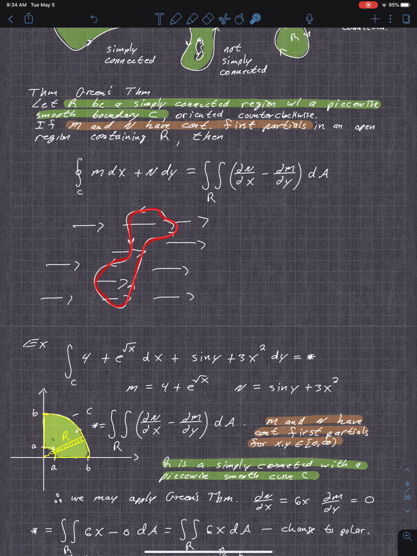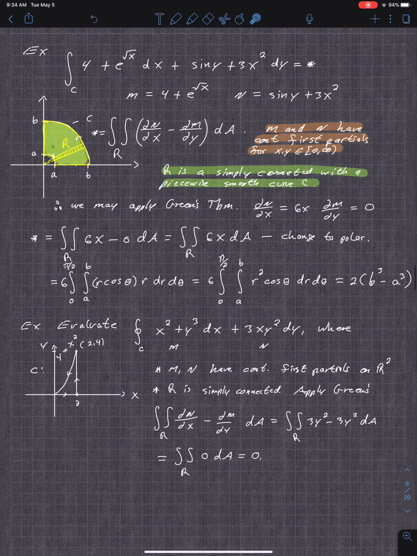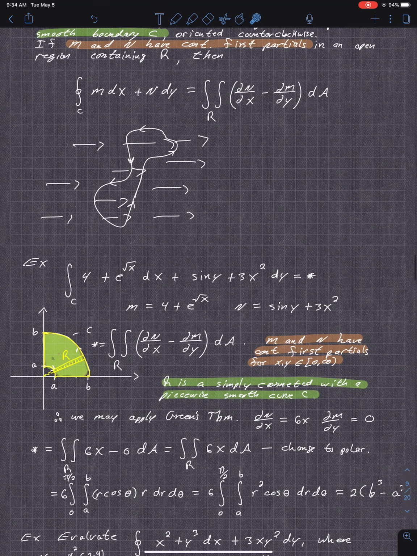So it's like, do you want to do a line integral and integrate this way? This would be a line integral. Or you can do a double integral and do the partials. Now, in a lot of cases, that's going to be easier. Here's an example. I'll leave up the theorem so you can see it for a little bit.